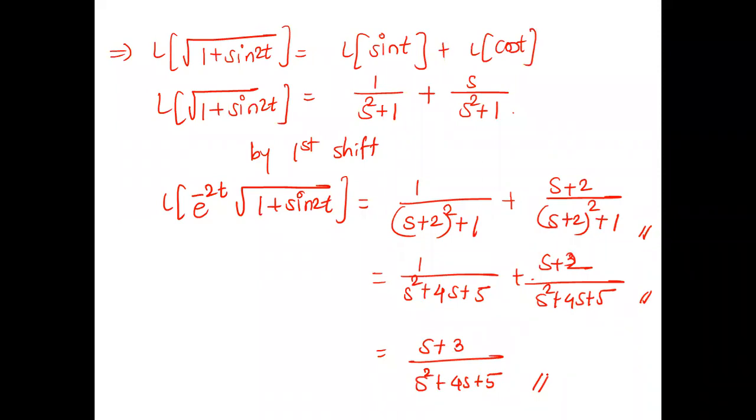Statements are also important. Property check and property also. How do we apply? Okay, next question. Find Laplace transform of cos hyperbolic t into sine 4t into cos t.